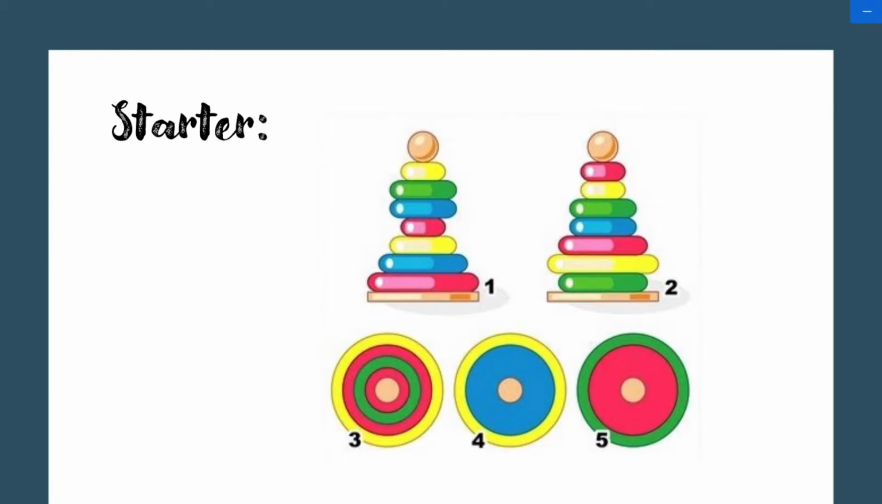Now, the first thing is a starter. Here you have to look at these images and you have to look at the view from the top and see which one of these matches which one of these, okay? I'll give you a few seconds. You can pause the video and have a look, see if you get it.